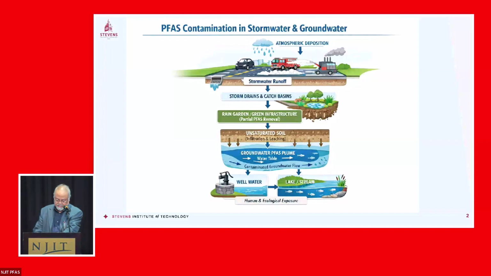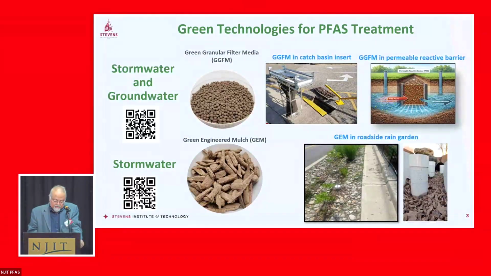So the technologies that we developed are two types of filter media that treat PFAS in stormwater and groundwater in situ. So one filter media is designed to treat both stormwater and groundwater. We call it the green granular filter media, or GGFM. So it can be used in storm drains and catch basin inserts to treat contaminated stormwater in situ. It can also be used as a filter media in permeable reactive barriers to treat contaminated groundwater. So there is a QR code of the patent here.